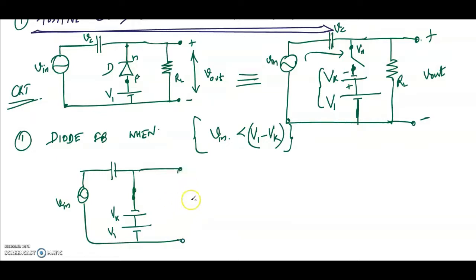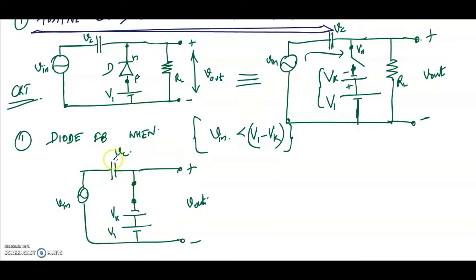The load resistance need not be shown, it may or may not be shown. It does not come in our working. We are interested in the voltage across the load resistance, so I have marked only Vout. Here you have the diode which is forward biased, so it is a closed switch. Now let us see what happens during this.